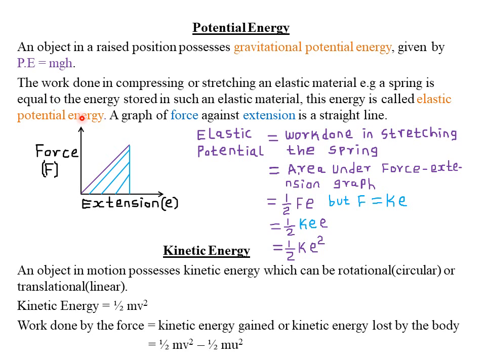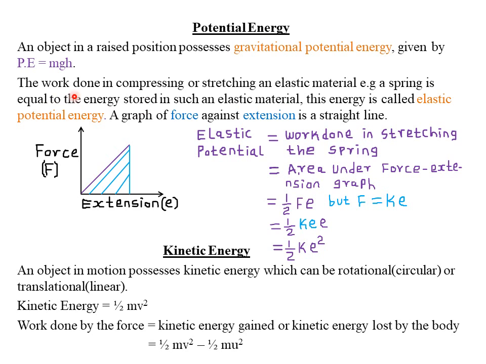So basically you are saying that we have two main types of potential energy. One, we have the gravitational potential energy. Then two, we have the elastic potential energy, which is simply the potential energy which is stored in elastic materials. Then we have said that the work done in compressing or stretching an elastic material is equal to the energy stored in such an elastic material. Remember also, the SI unit for energy and work done are just the same. That is the joules or the Newton meter.